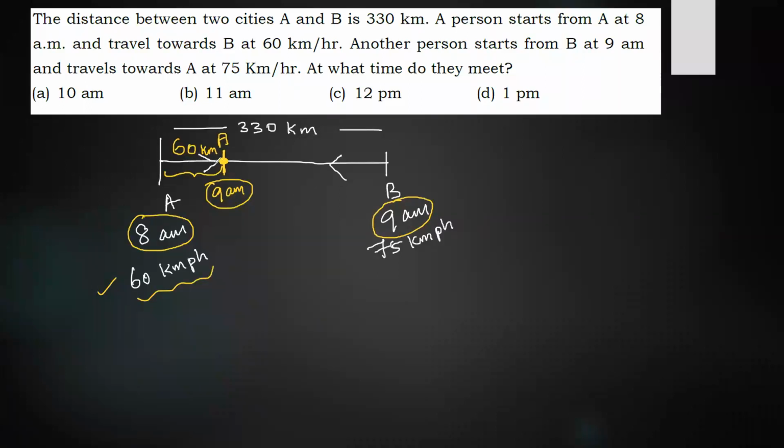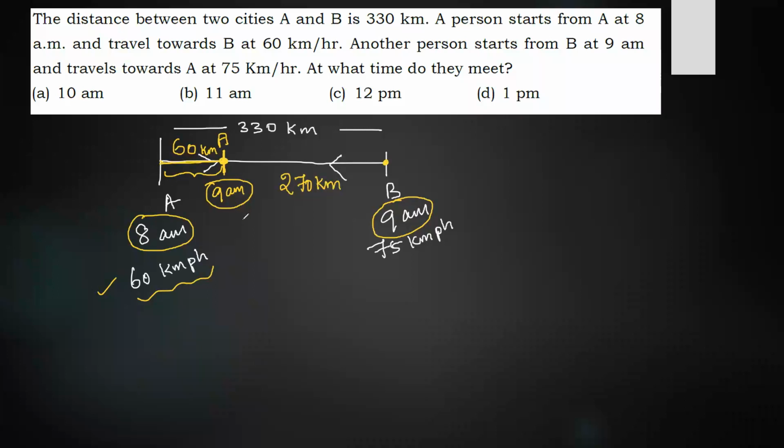Now 60 kilometers are over, right? Already covered by A. So what is the distance between them for A and B? They are going to start now. Both are at 9 a.m., right? So the distance between them is now only 270, since 60 kilometers are already covered by A.